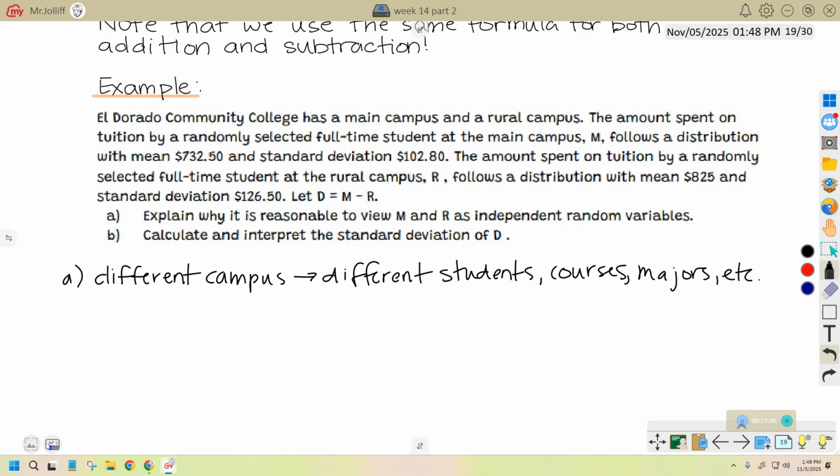Effectively, these are separate populations. It is unlikely that there is a student who is attending both the rural campus and the main campus. They're going to go to the campus that is closest to them. And so I expect that they are behaving independently. I don't have any students who are at both, so knowing what's going on at one campus isn't going to tell me what's happening with students at the other campus or how much they're paying. Totally, completely separate, independently functioning campuses with their own student bodies.